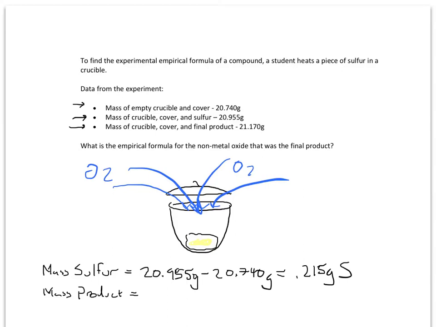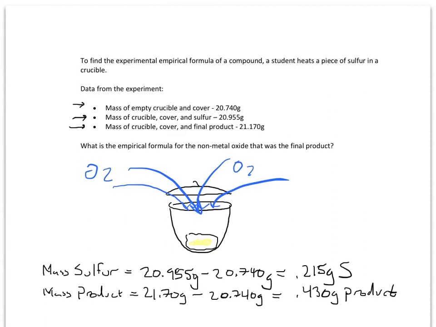So the mass of the sulfur and oxygen product would be the mass of the crucible, cover, and final product, which is 21.170, minus the mass of the crucible and the cover, which is going to be 20.740 grams still. When we subtract those, we find out that there is 0.430 grams of product. So what is inside the crucible now at the end of the experiment weighs 0.430 grams.